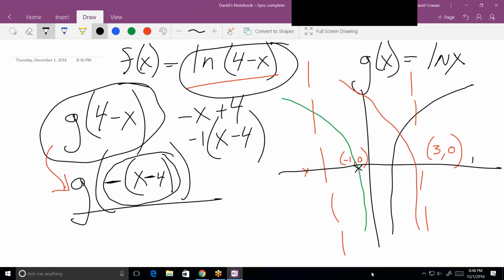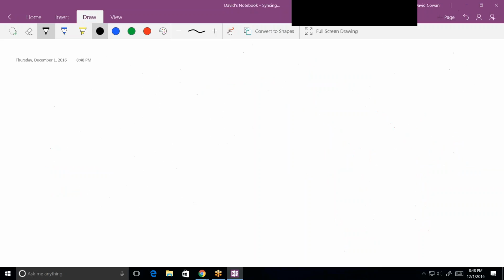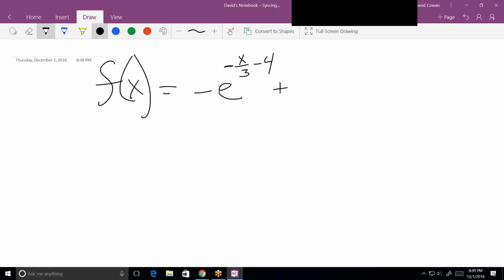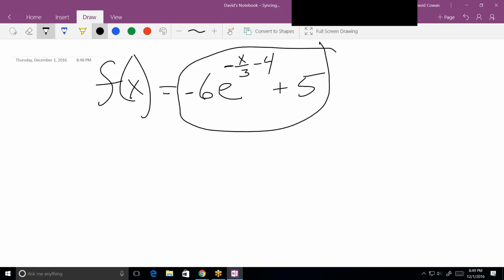And I mean, you might see functions that have all 6 transformations. In other words, I could give you a function like this: minus e to the minus x over 3 minus 4 plus 5. Now let's put a number in front too. Minus 6. Now I have, I believe, all 6 transformations. I have a vertical reflection, a horizontal reflection, a vertical shift, a horizontal shift, a vertical stretch, and a horizontal shrink. Excuse me, the 1/3 makes it a shrink.